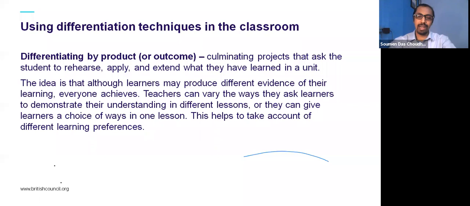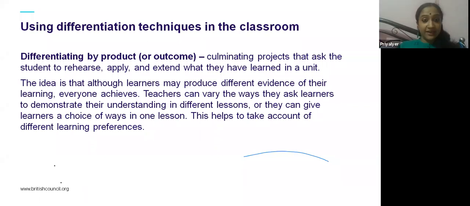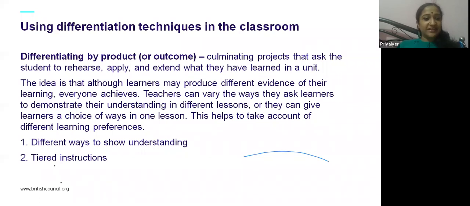You can ask them to enact the poem as well. Absolutely, yeah. Oh, they love it. Role plays are a favorite, aren't they? So these are different ways that you could use to showcase their understanding.